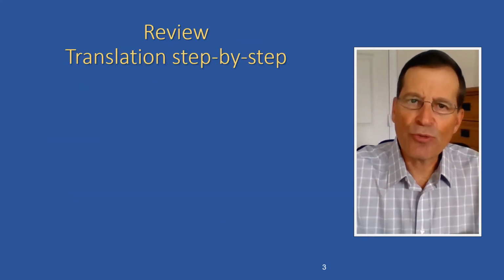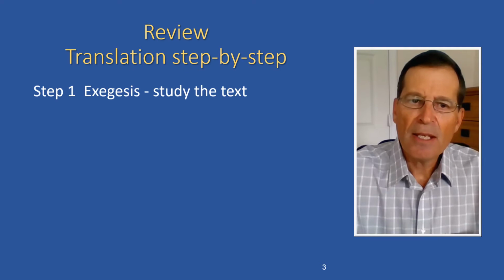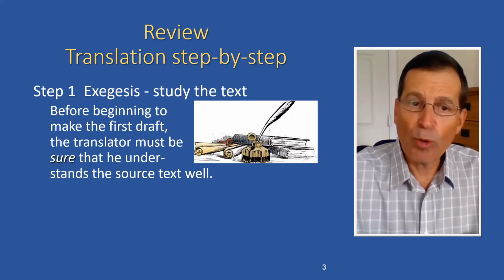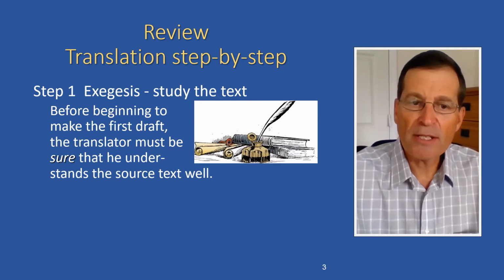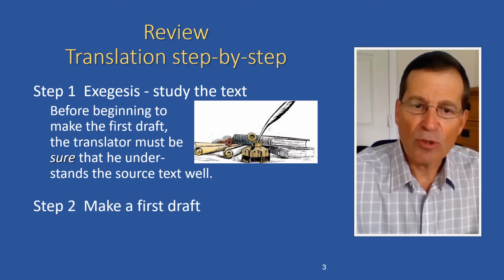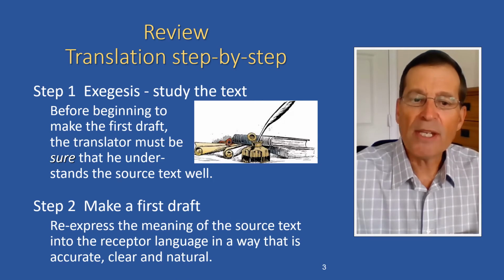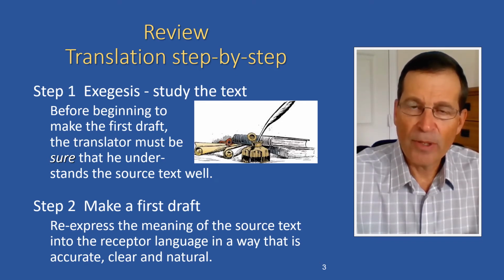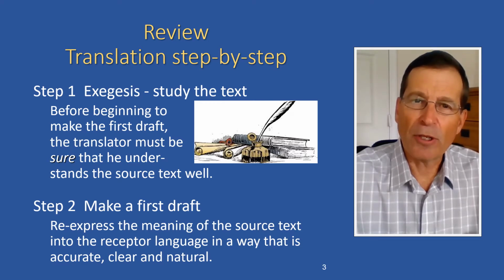So looking at those first two translation steps, in step 1, exegesis, we study the text. Before beginning to make the first draft, the translator must be sure that he understands the source text well. Then step 2, making a first draft: re-express the meaning of the source text into the receptor language in a way that is accurate, clear, and natural. So that's what we'll be talking about during this presentation, how to do that.